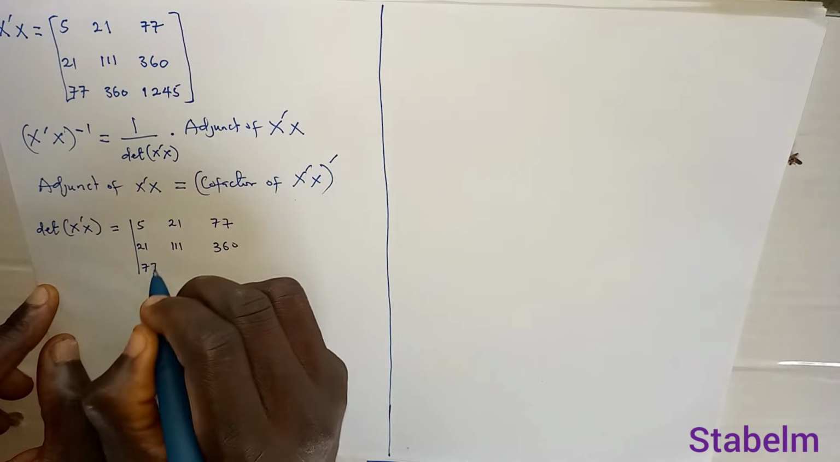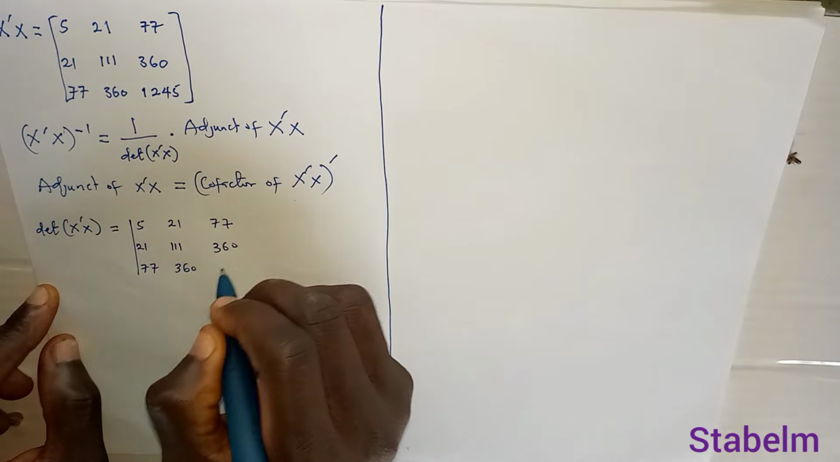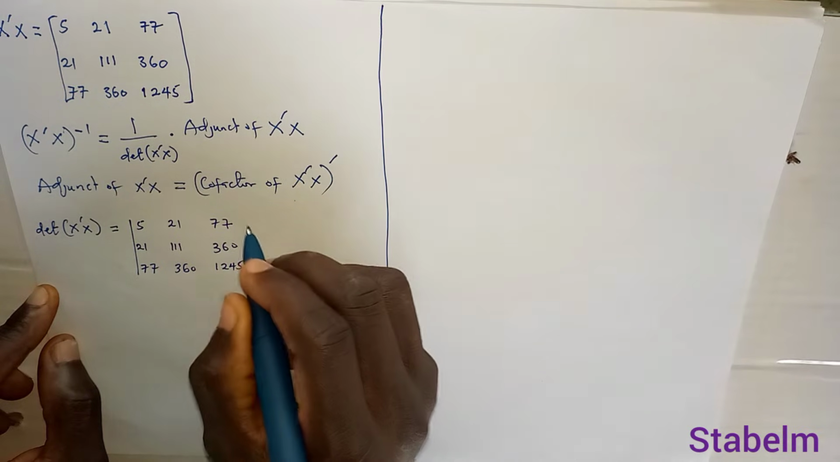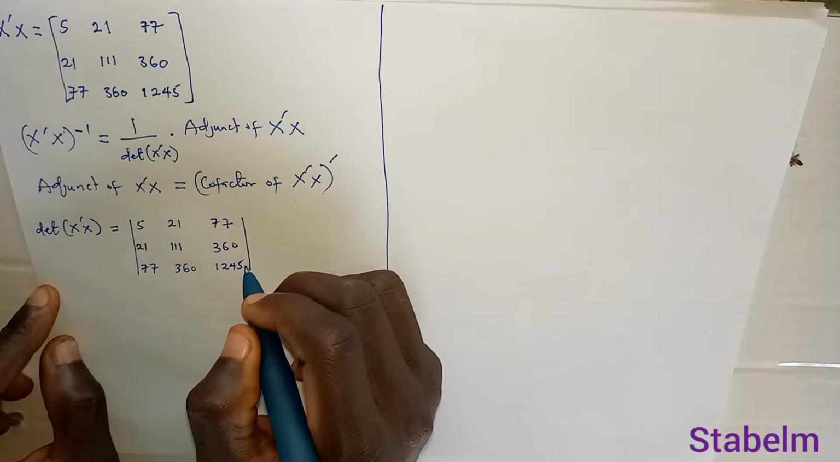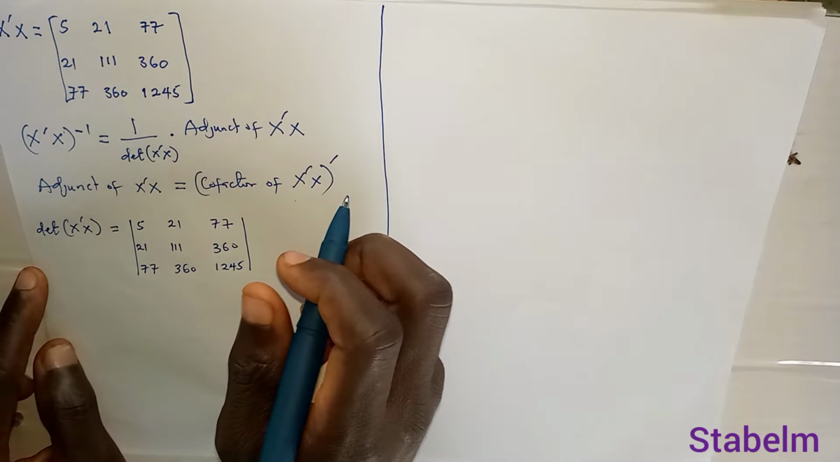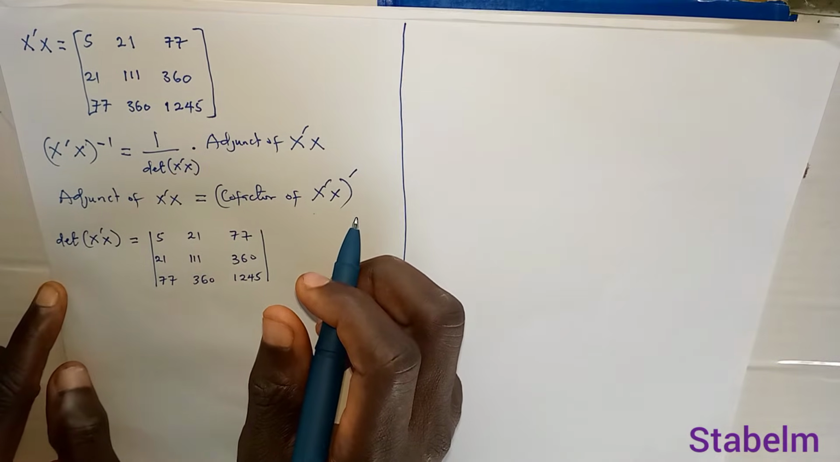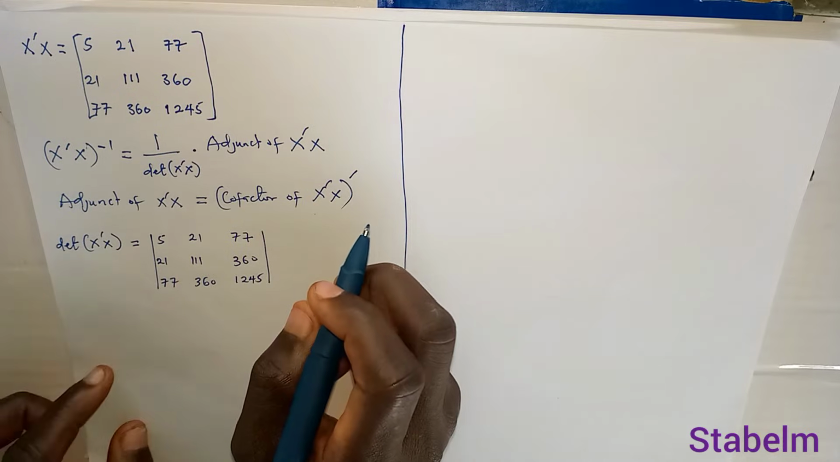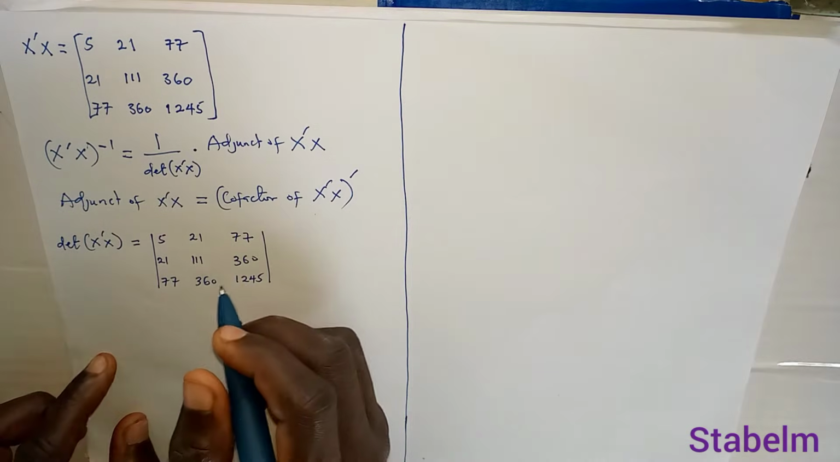360, 77, 360, 124, 5. Now we're going to look for the determinant. Now you should know that there are so many ways of getting the determinant, but in this case we're just going to look for the determinant and move on.